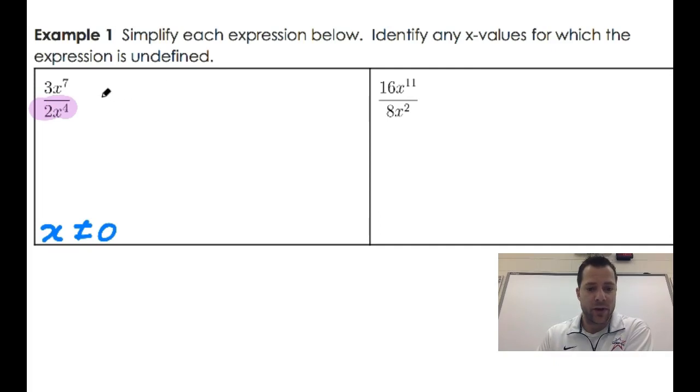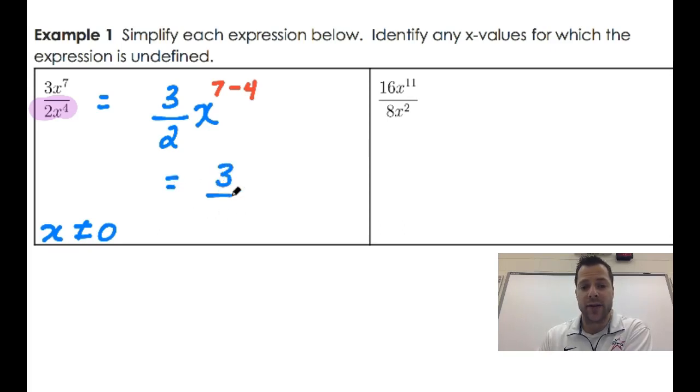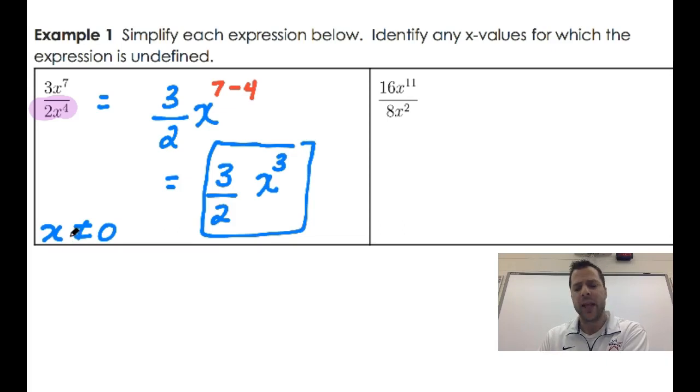Well, we have 3 over 2. 2 does not go into 3, so we're going to leave that. And remember, when you divide exponents that have the same base, you subtract the exponents. So we're going to have an x, and it's going to be 7 minus 4. And so then our simplified answer is just 3/2 x cubed. That's simplified. So we simplified the expression, and we told them what x can't be.